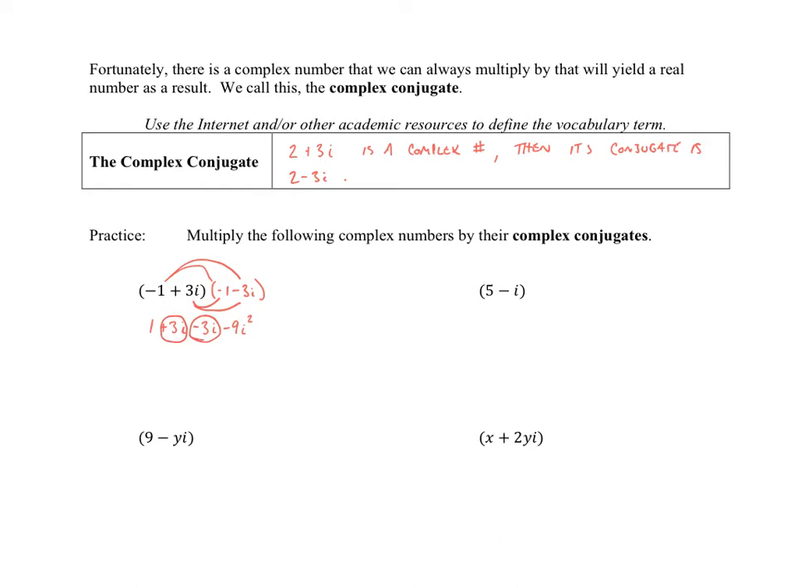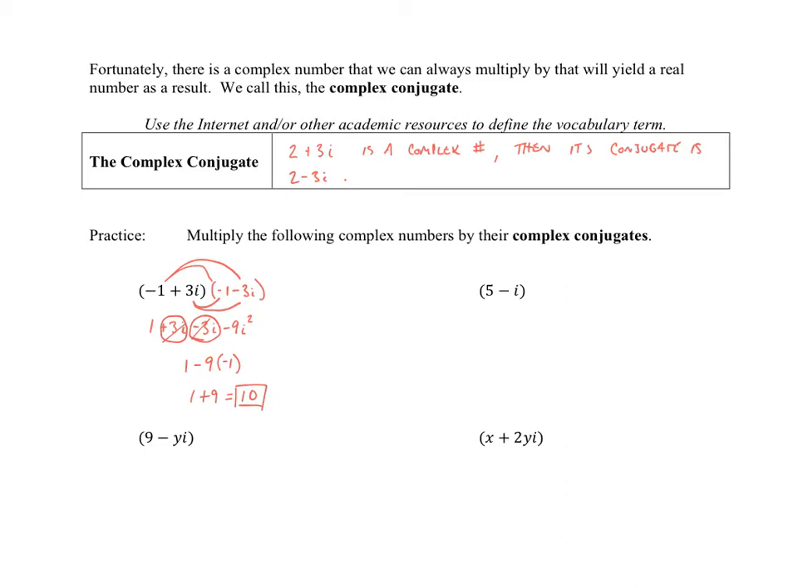but 3i minus 3i is 0i. So those i's cancel, and this will happen every time you multiply by the complex conjugate. So you'll end up with 1 minus 9, and remember that i squared is really just a negative 1. So that's the same as 1 plus 9, which is 10. So when you multiply by the complex conjugate, you'll get a real number.